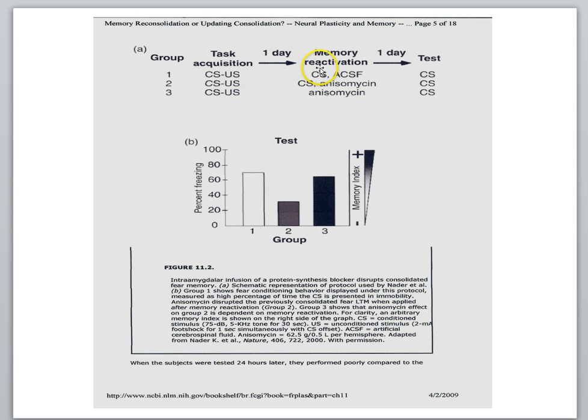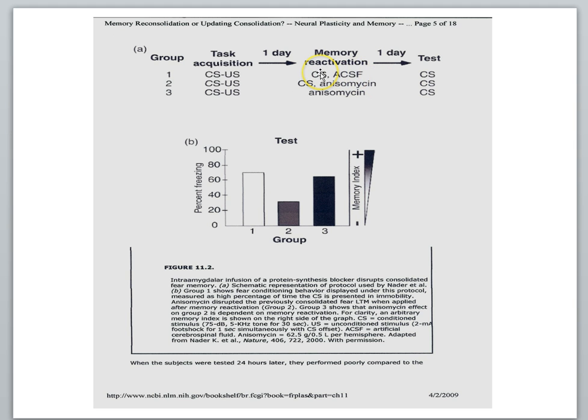But then the day later, the three groups have something different. Group 1 is given a reminder and an injection of cerebrospinal fluid, so it doesn't have any kind of impact on memory. It'd be like a saline injection. Group 2 had a reminder of the fear memory and then was given a drug that blocks protein synthesis. And Group 3, on the next day, is just given the injection of the protein synthesis inhibitor, and then they're tested a day later. So let's take a look.